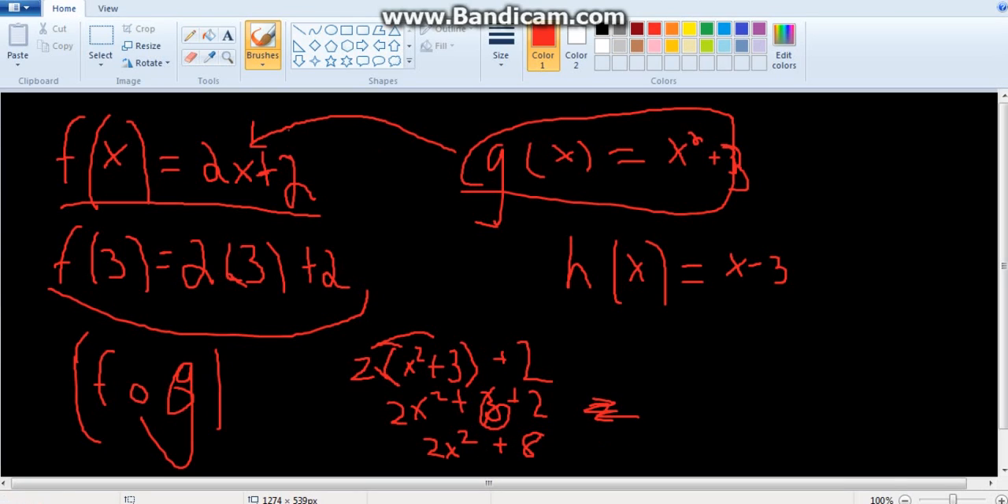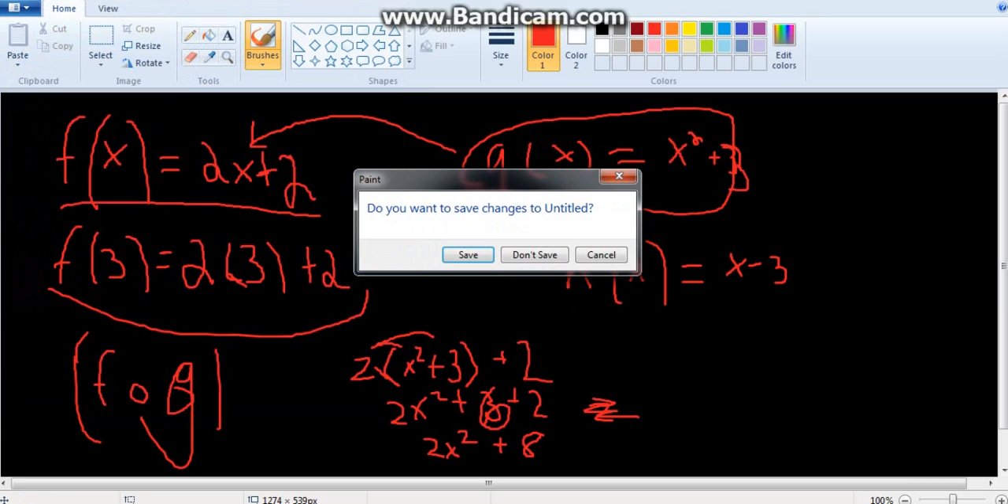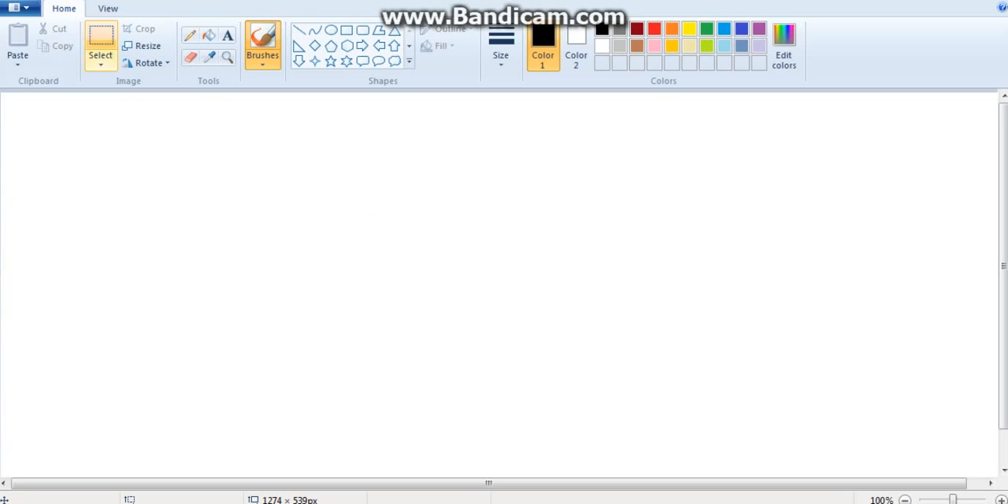So that's a composite: you plug one equation into a different equation. So let's do more examples. I'm just going to clear this off.